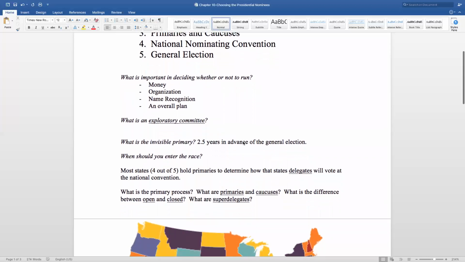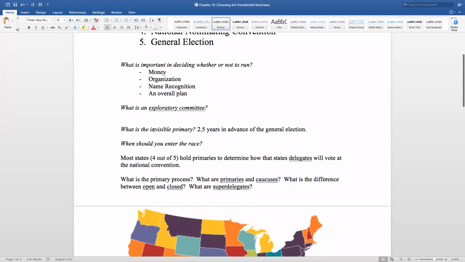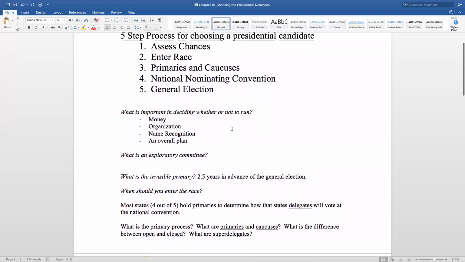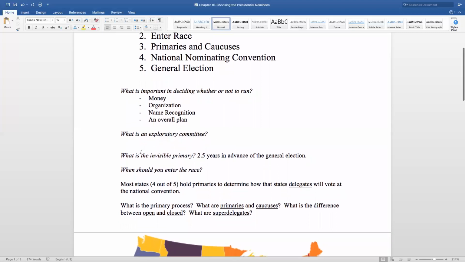It's a very long system that we have now, and it starts again, we're still in the assess your chances category, but it starts with what we call the invisible primary. So that's the primary you're actually running, getting some more name recognition, going on press tours, visiting states, and this all starts about 2.5 years in advance of the general election. So a president isn't in there very long when they already have to think about re-election, or challengers, of course, are starting to think about running against that president.